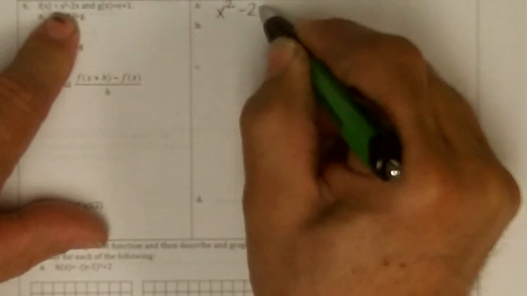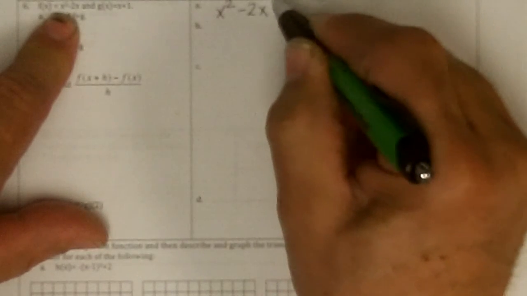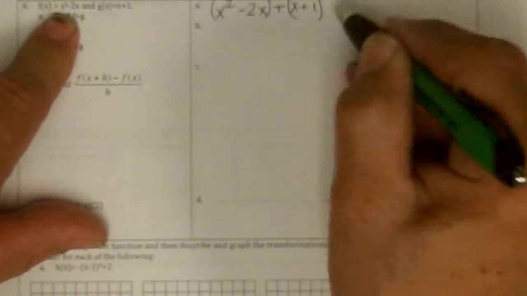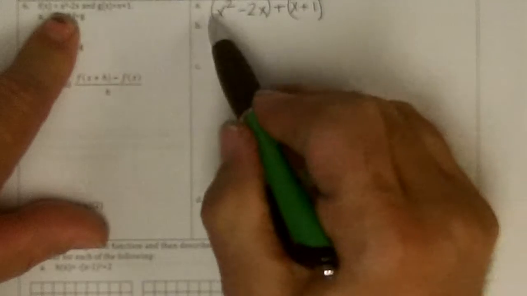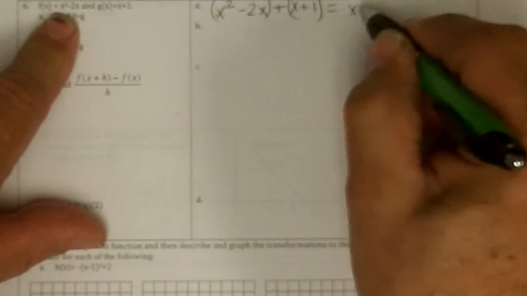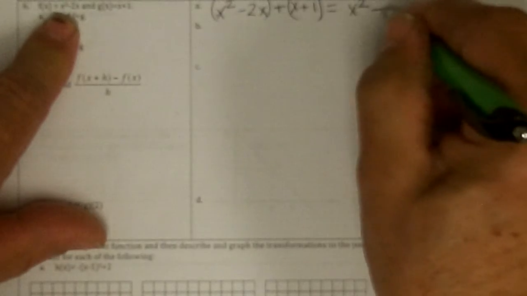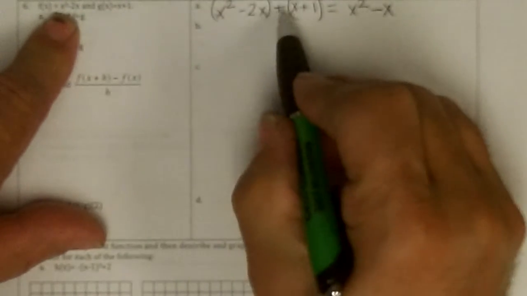F plus g. So we just add x squared minus 2x to x plus 1. So we get x squared, that's the only one of those. We have minus 2x plus 1x, which is minus x. And then we have plus 1, which is plus 1.